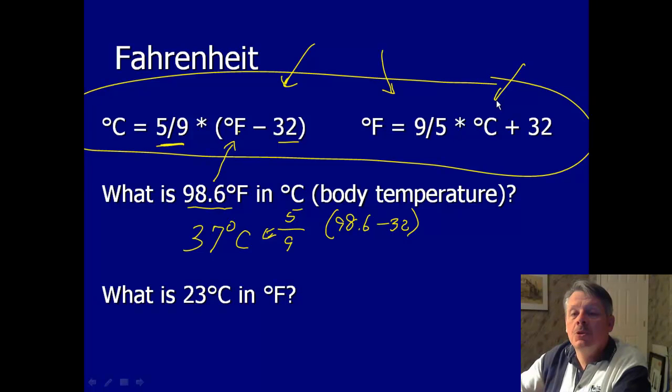Okay, did you put the 23 over here? You're starting with the Celsius temperature. If you didn't, pause the video again and start again. Do your order of operations. Make sure that makes sense.